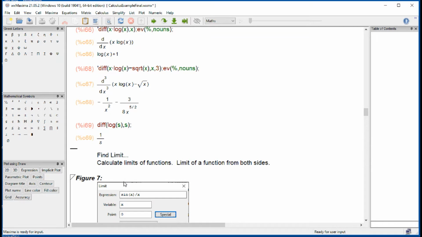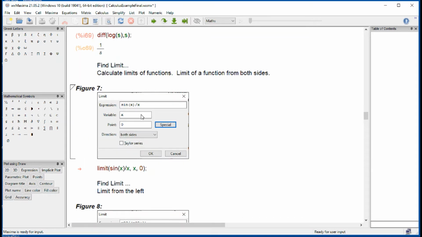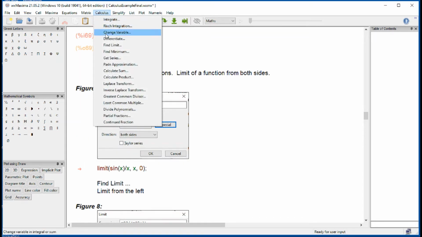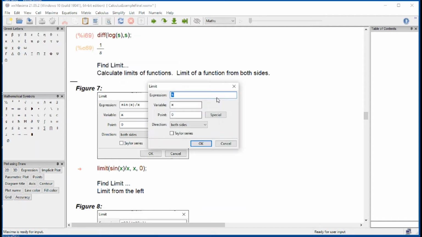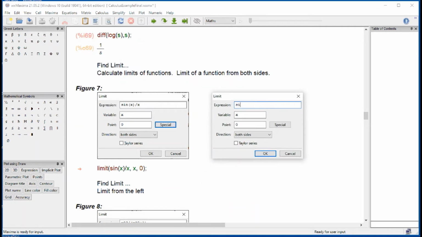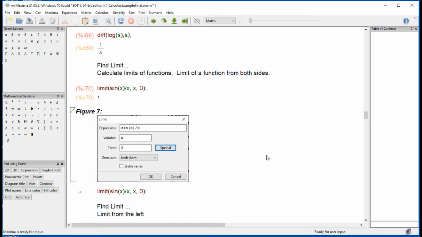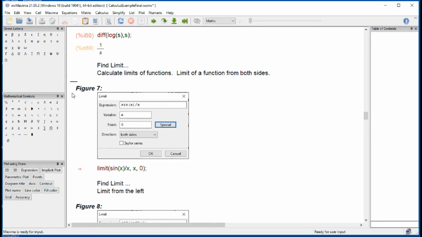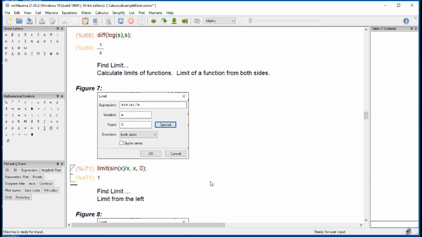Find limit. That's the calculation of a limit, and there's the classical limit I use as an example here. You go to Find limit. You put sine of x divided by x around 0 from both sides. You can select the left side, the right side, and so on, and press OK, and you get that the limit is equal to 1. I'm going to delete that result because I have it right here. If you do Shift+Enter, that gives you the limit.